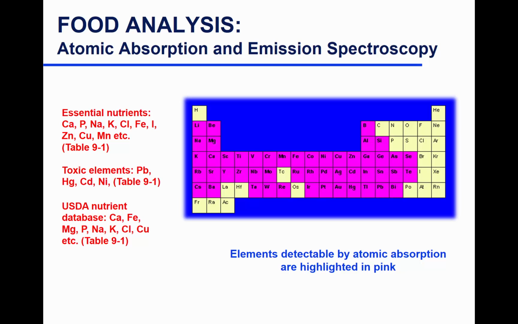So here's your wonderful table that you all like. But the purpose of this here is the AA cannot measure every element. Okay? So it mostly measures those that can be in metallic form. So the pink, everything highlighted in pink can be measured by atomic absorption. So among them are our essential nutrients that the body needs. Among them are toxic, like the lead, mercury, cadmium, nickel.